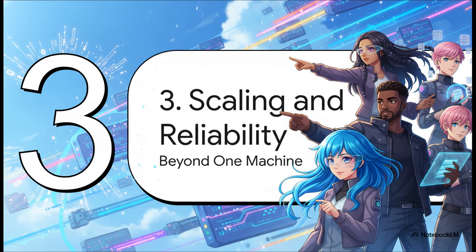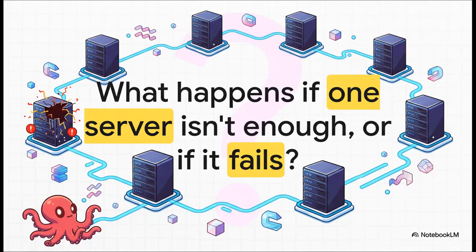Okay, so Redis is super fast and easy on one computer. Great. But what happens when you're running an app with millions of users? How in the world does a single-threaded server keep up with that kind of crazy traffic? Right? This is the question every engineer has to answer. How do you scale up to handle more load? And how do you make sure that if one server dies, your whole app doesn't go down with it?